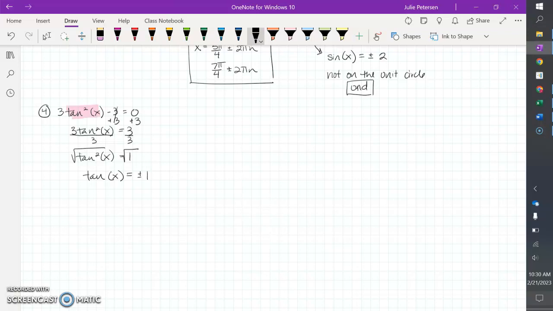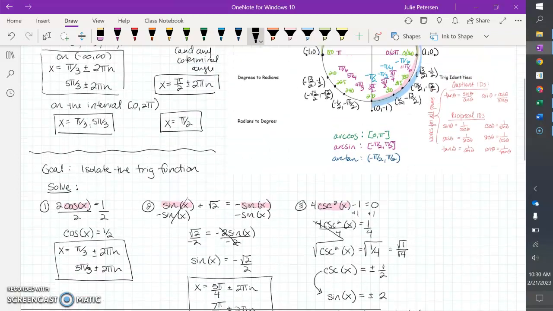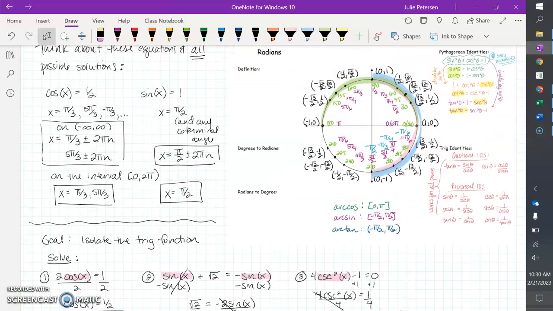Okay, so on the unit circle, tangent is y over x. And we want our y over x to equal 1. That means we're looking for where our y and x values are the same. So if you go look at your unit circle, you can see that that happens at every pi over 4 angle. In quadrant 1, it happens at pi over 4. In quadrant 2, it happens at 3 pi over 4. Because if I divide root 2 over 2 by negative root 2 over 2, I get negative 1. So we're going to take all 4 of these angles.